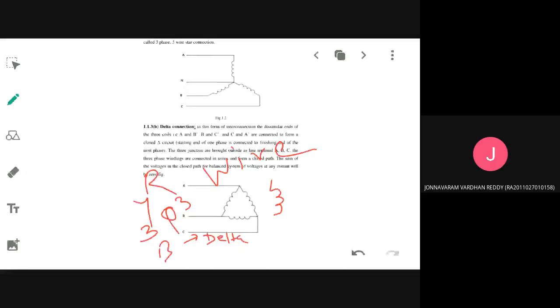Again, finally summarizing, what are the 2 ways in which you can do connections? For delta, a 3-phase 4-wire system cannot be found. It's not possible. How can you take the neutral?